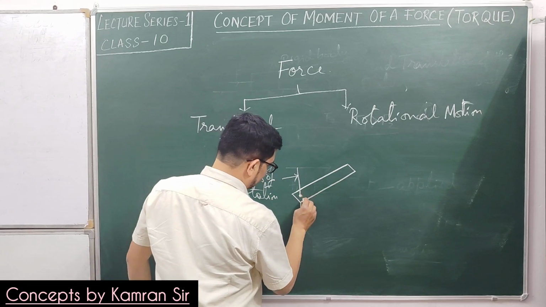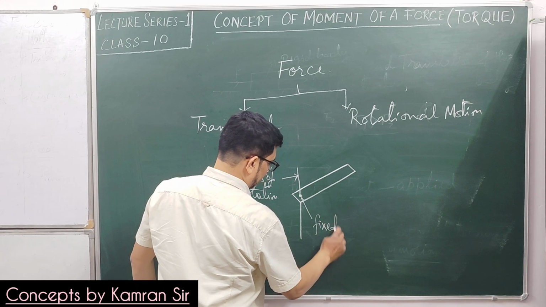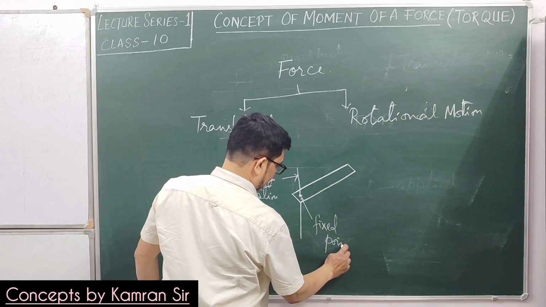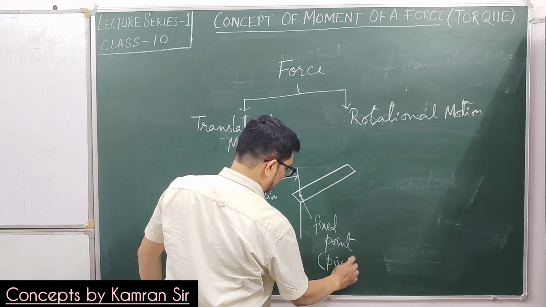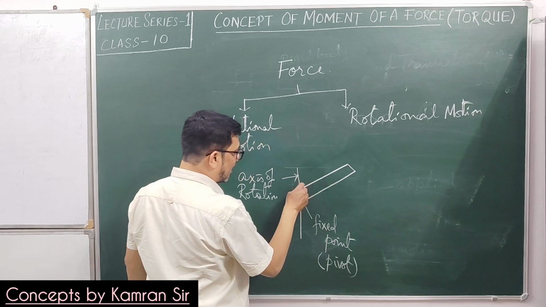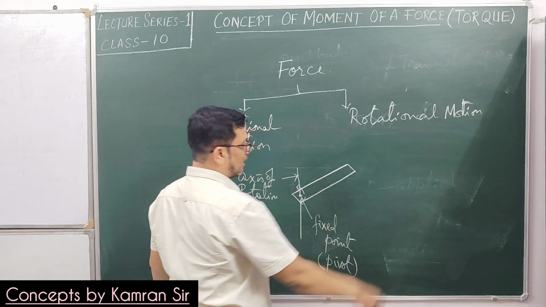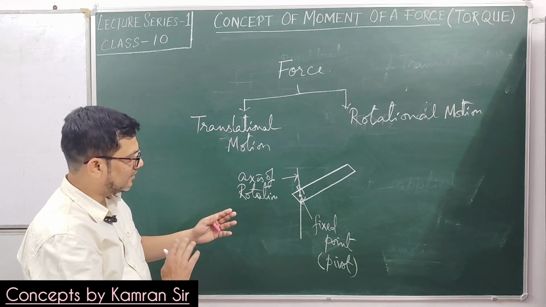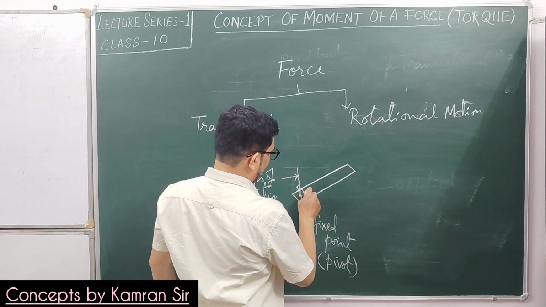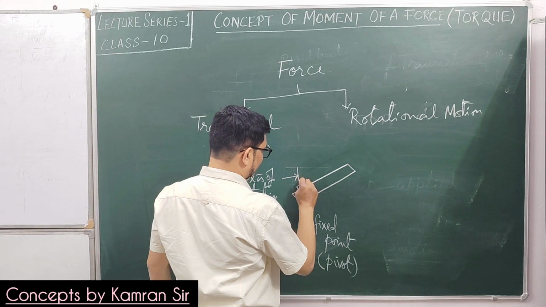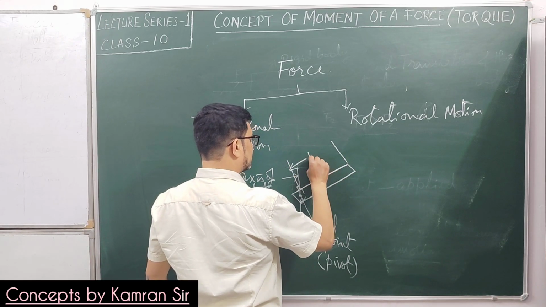And this point that you have fixed is known as a fixed axis or fixed point, which is also known as a pivot. It would allow this to move about it, however it will not allow it to move away from it. And this distance from this fixed position is, suppose, r.